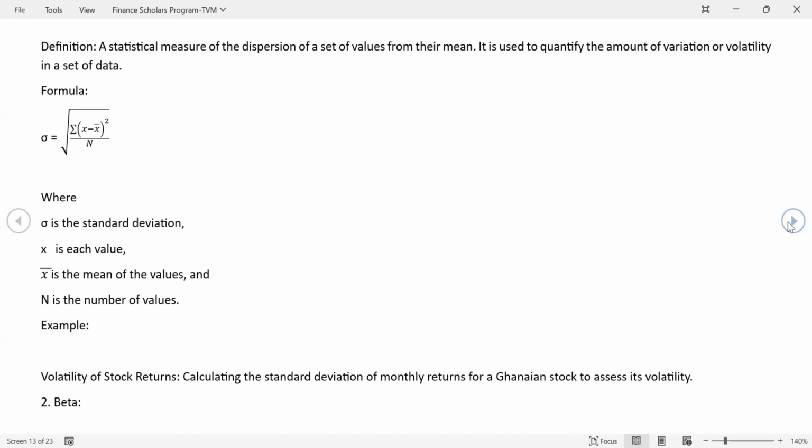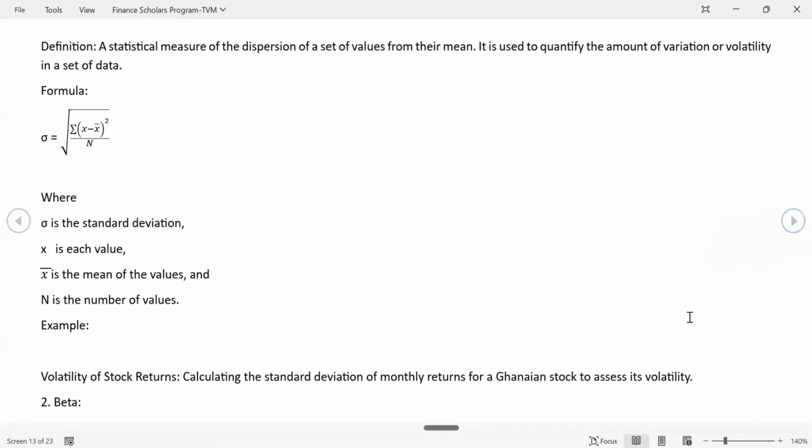Then the formula is there. You just have to understand it. The X bar is the mean of the values. If you have a number of returns for particular years, you add them and divide by the number of years. So if year one is 5%, year two 20%, year three 30%, year four 4%, and they are all returns, you divide by 4 to get your mean, which is the X bar. And N is the number of values involved.